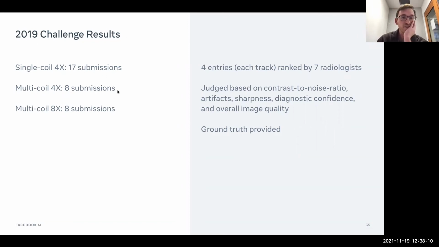And then the multi-coil is like the real challenge, I guess, which is more relevant to actual practice. So we got 8 submissions for both of these tracks. We had 4 entries in each track that were ranked by 7 radiologists. The radiologists would judge them based on contrast and noise ratio, artifact sharpness, diagnostic confidence, and overall image quality.